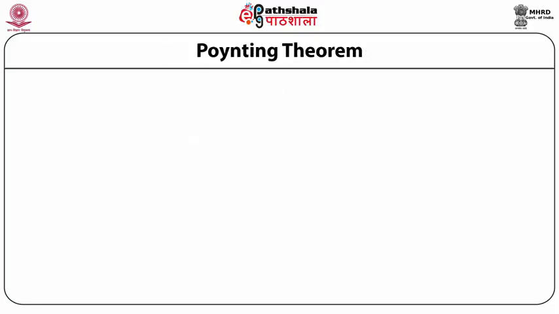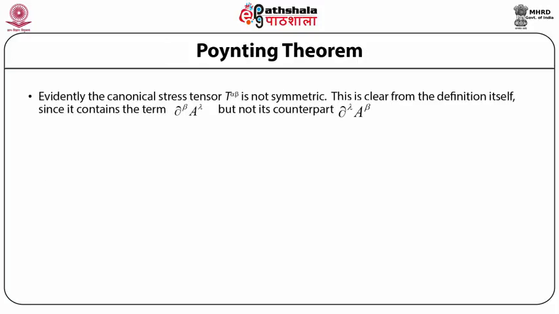Evidently, the canonical stress tensor T^αβ is not symmetric. This is clear from the definition itself, since it contains the term ∂^β A^λ but not its counterpart ∂^λ A^β. Poynting Theorem.